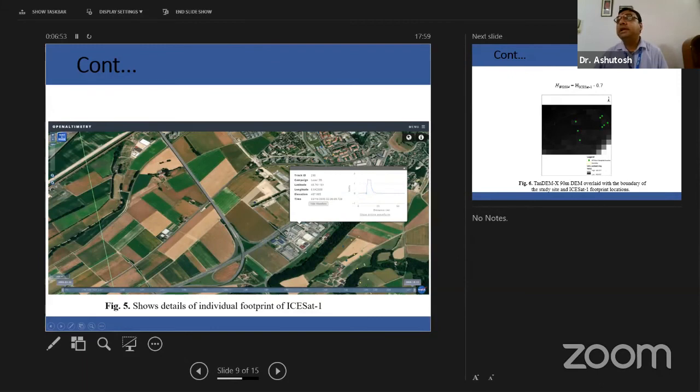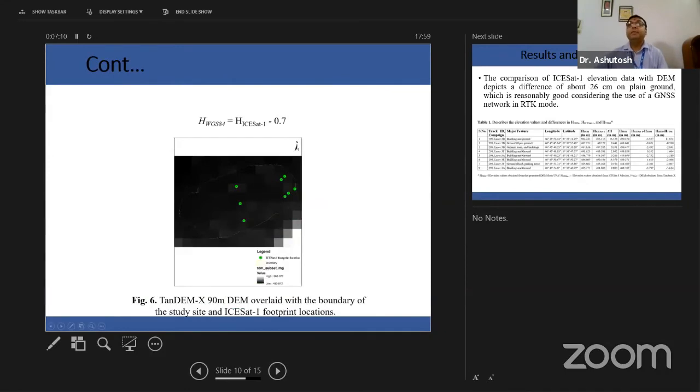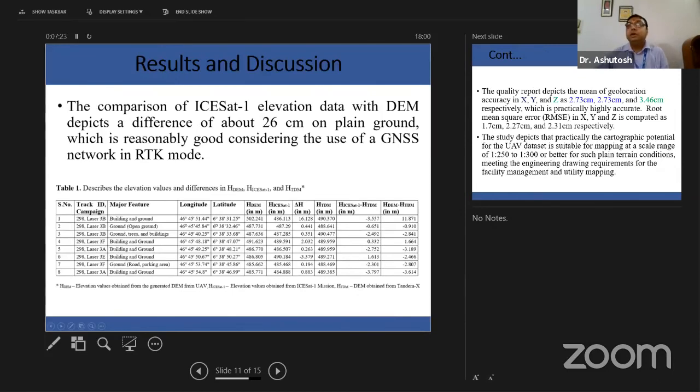And with a simple right click, we can download the CSV file for the set of ICESat footprints in the study area. So it's a very interactive, useful, easy-to-handle GUI to obtain the data from an open source platform. And this slide shows the TanDEM-X DEM, which has again been overlaid with the boundary and the ICESat footprints. So finally, what we are doing is comparing all the elevation values, because in topographic modeling, elevation is one of the very important entities or data.